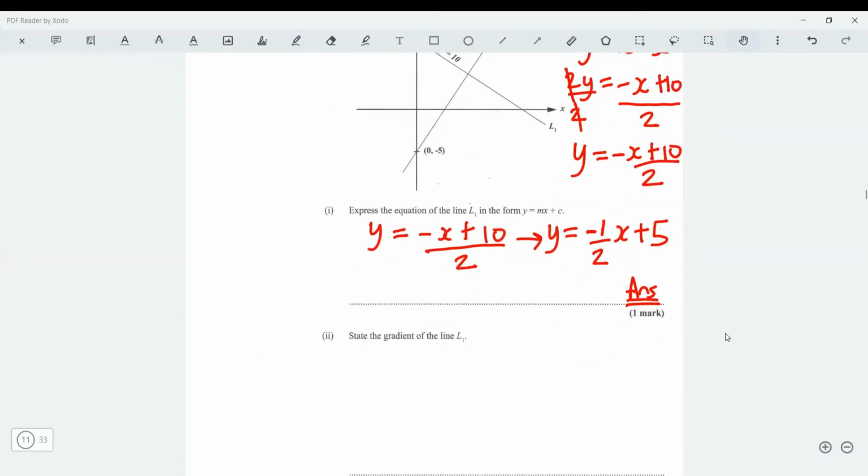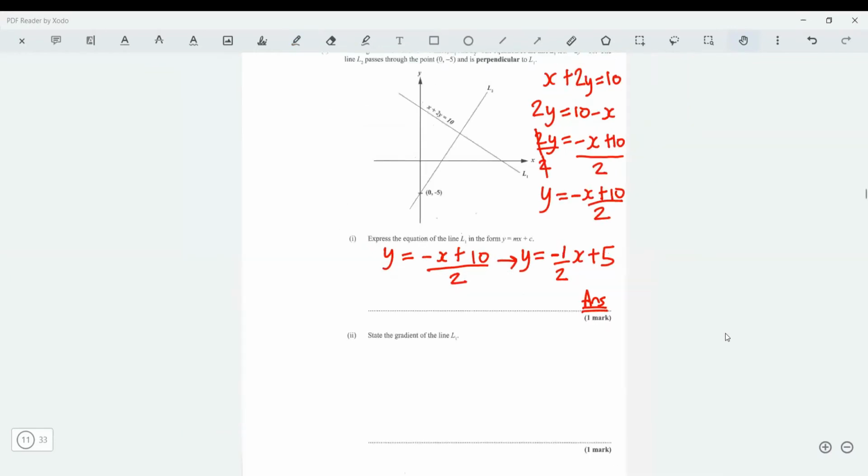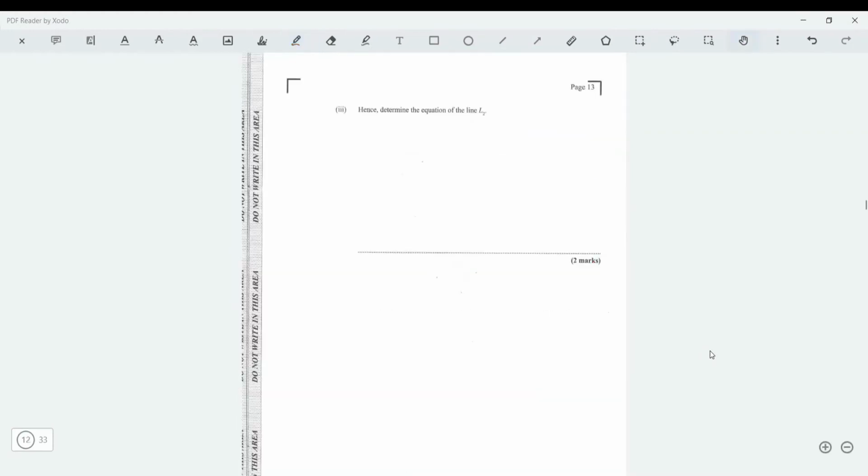Now the next part of the question says, state the gradient of L1. The gradient of this line L1, if we look at it, the gradient is m. And so the gradient is negative a half. Gradient equals negative a half. That's your answer. Nothing hard so far. Nice. Now the next part says, hence determine the gradient of L2.